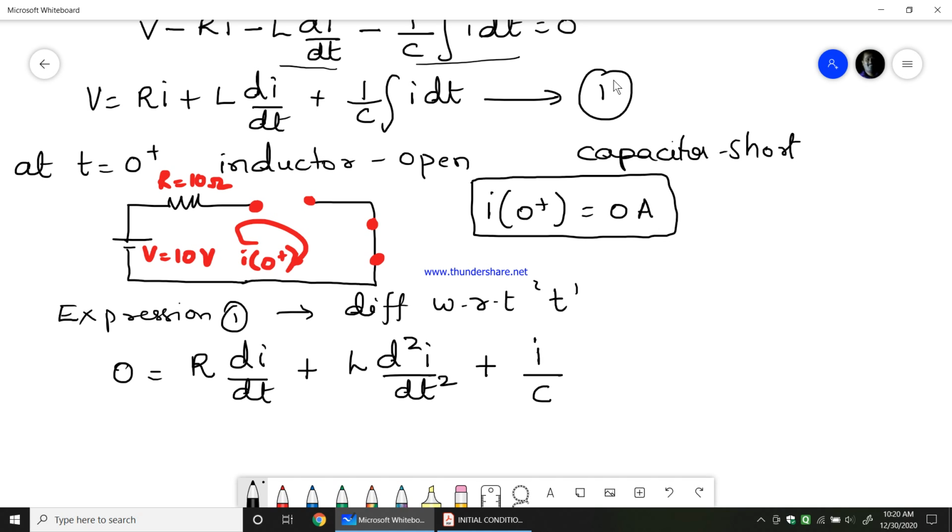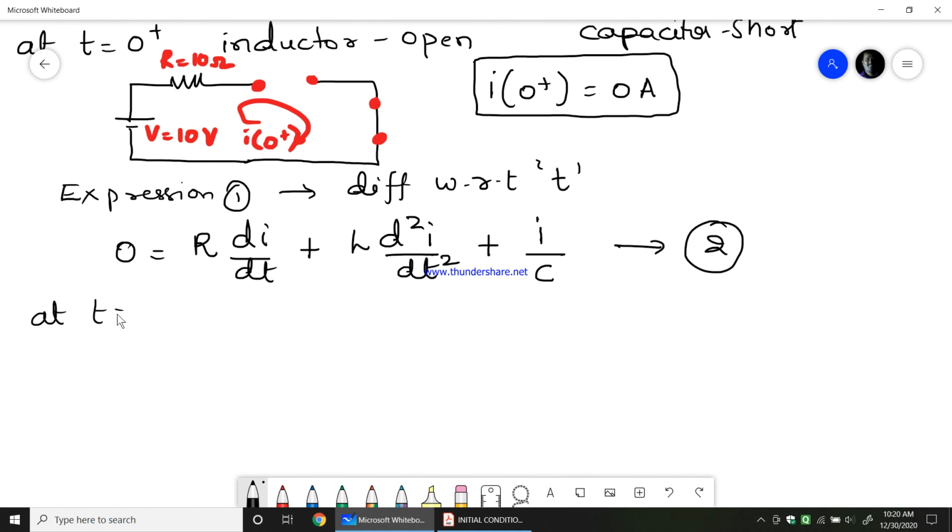Now take this expression 1 and differentiate with respect to t, you get this. This is the second expression. From the first expression we can find the first derivative of I of 0 plus, and from the second expression we can find the second derivative of I of 0 plus. So we take the first expression at t equals 0 plus.